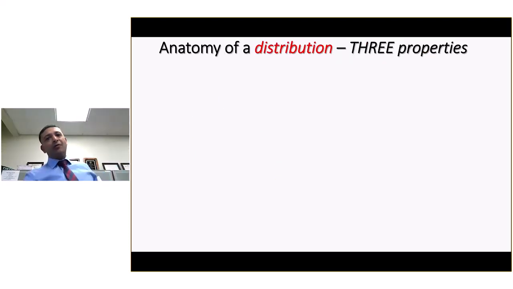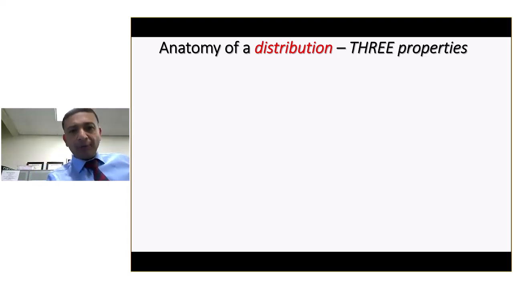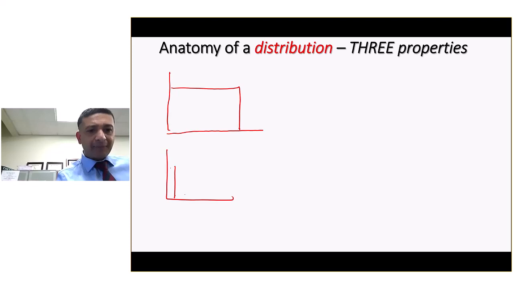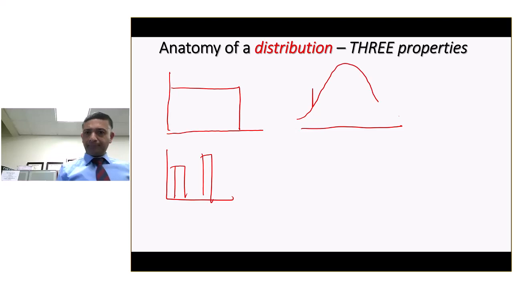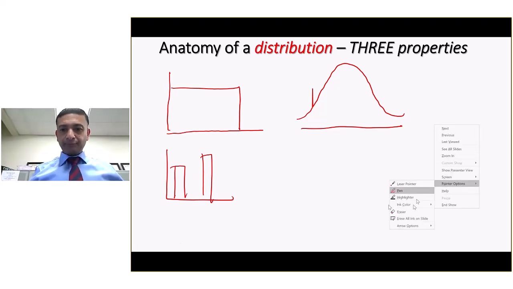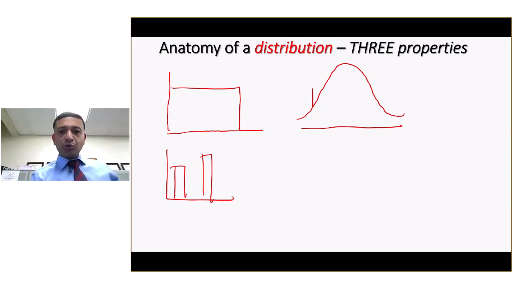That said, I want to talk about 3 specific properties of a distribution, and this is across the board. Doesn't matter if you are looking at a uniform distribution or you are looking at a discrete distribution or you are looking at a bell-shaped curve. Okay, irrespective of what you are looking at, these are the guiding angels, and I want you guys to follow this very closely. Okay, so the first one is this line here. Okay, the x-axis.